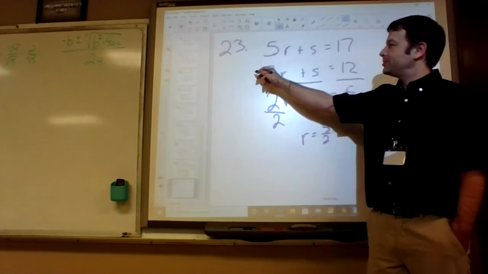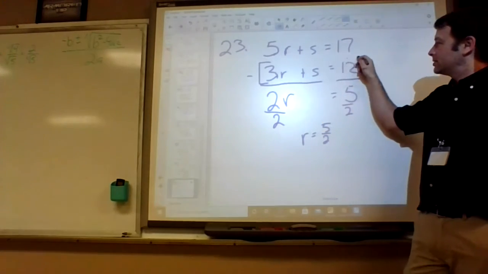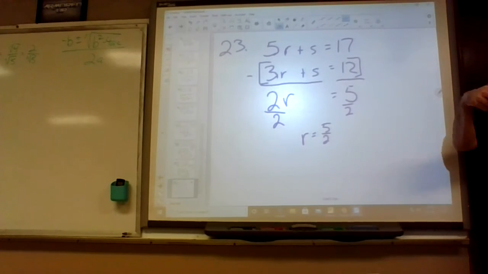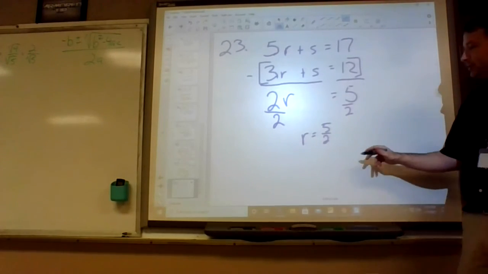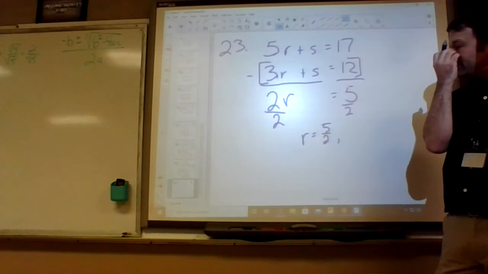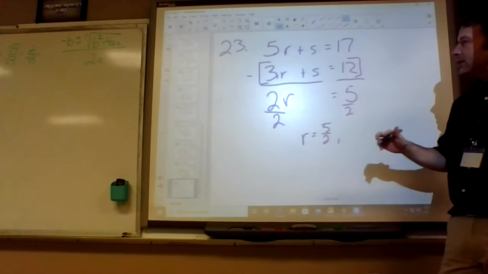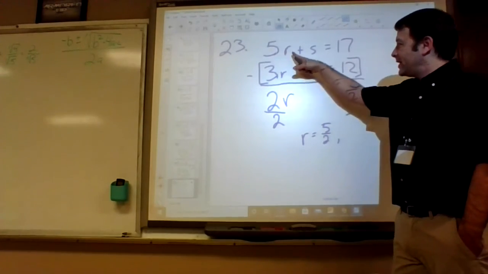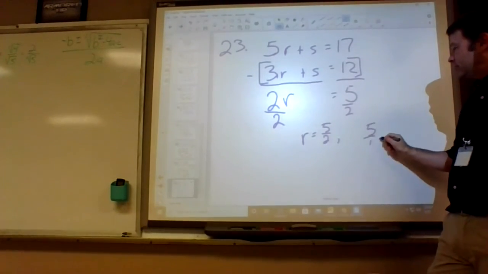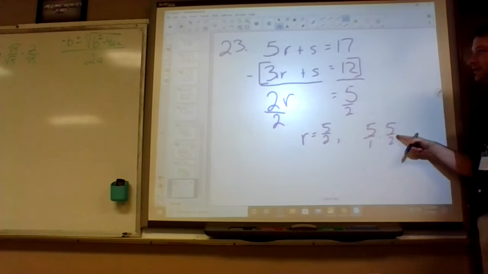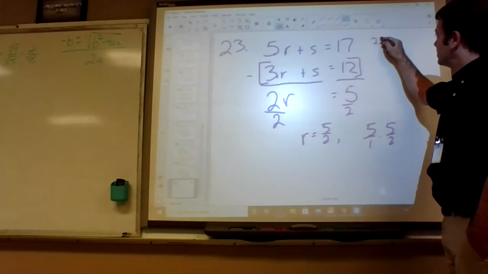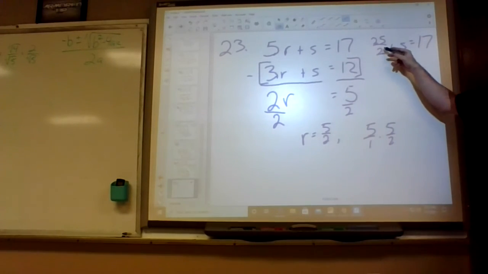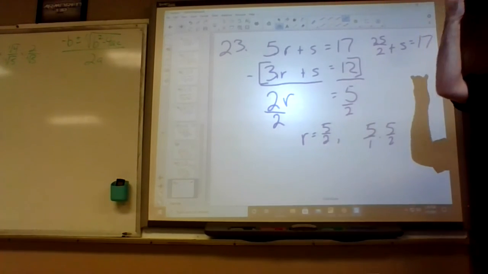We're subtracting the bottom line this time instead. Now you could multiply the bottom line times -1, they'd all be negative, and you could add the lines together, that would work too, but probably just easier to subtract the bottom line. Okay, R is 5/2. So we do 5 times 5/2, which is 25/2, plus S equals 17. 25/2 is basically like 12.5, right?